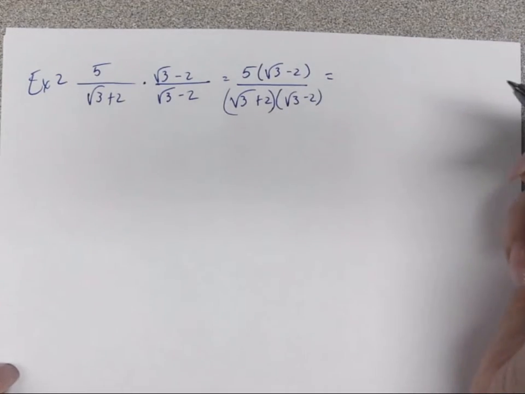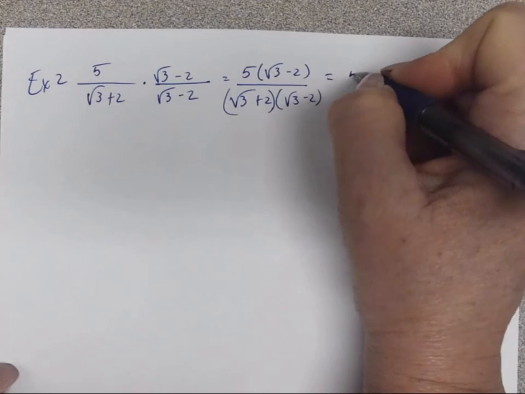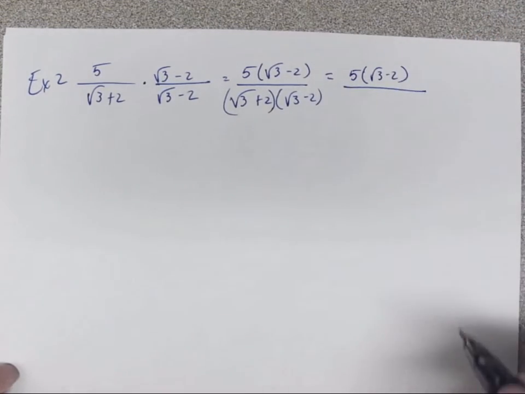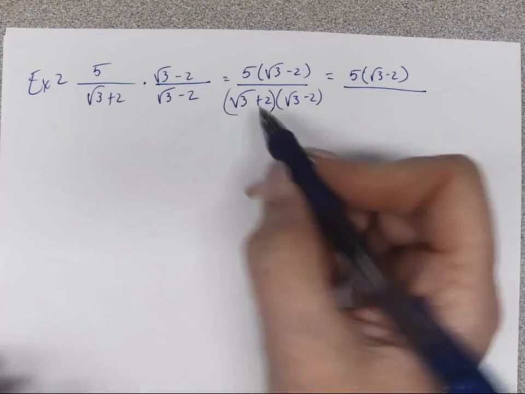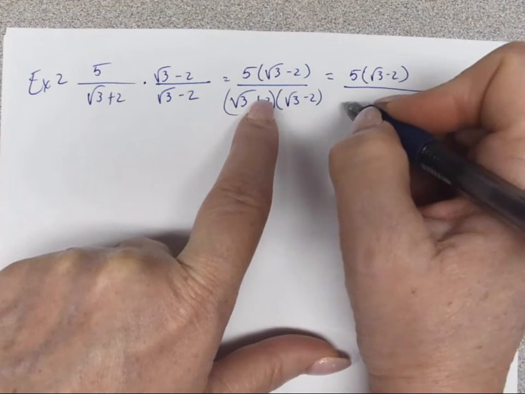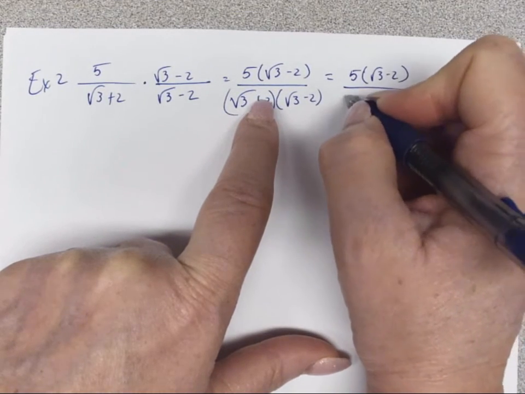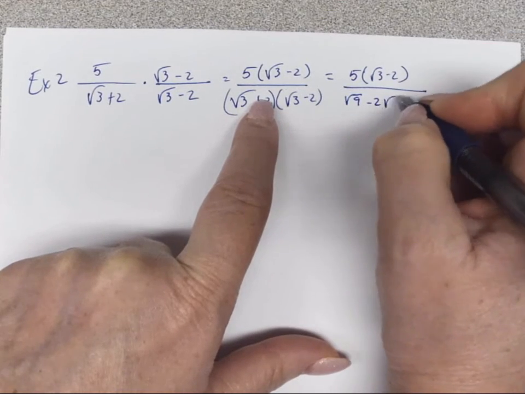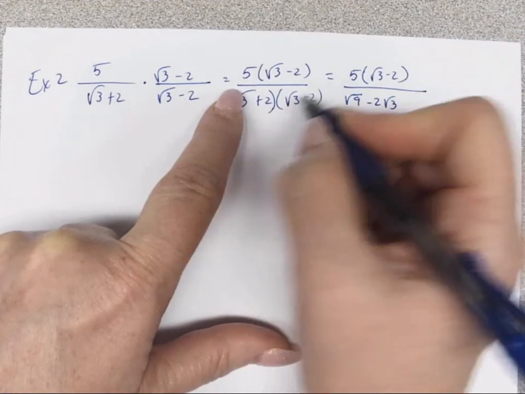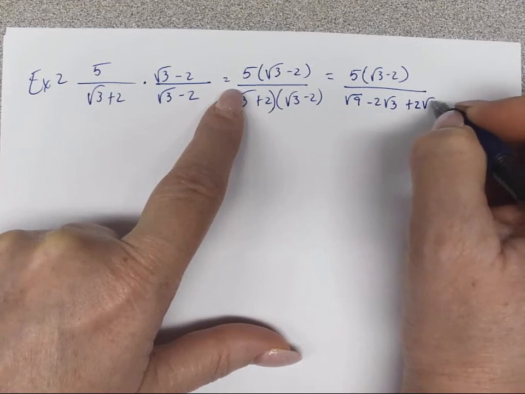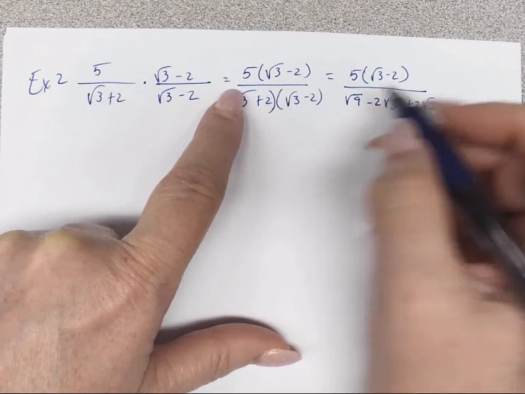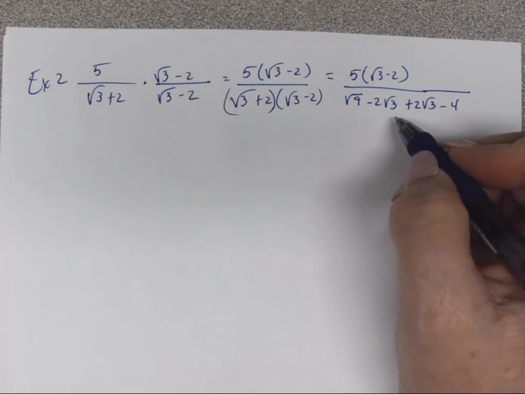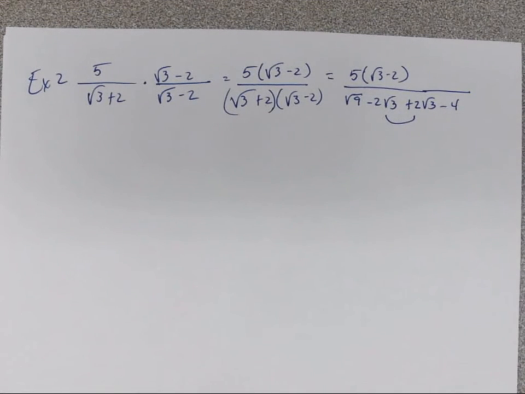So on the top, I'm going to leave the top the way it is. So 5 times square root of 3 minus 2, and I'm going to focus on our denominator. So square root of 3 times square root of 3 gets us the square root of 9. Square root of 3 times a negative 2 is minus 2 square roots of 3. 2 times square root of 3 would be plus 2 square roots of 3, and 2 times negative 2 is minus 4. Now what you'll notice is that those two middle terms should cancel.